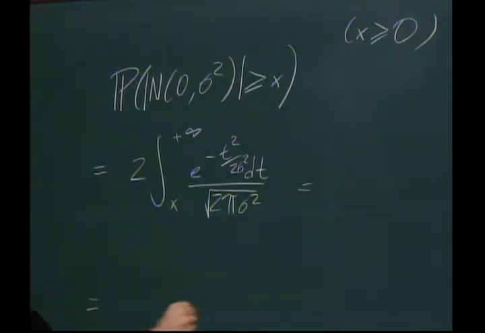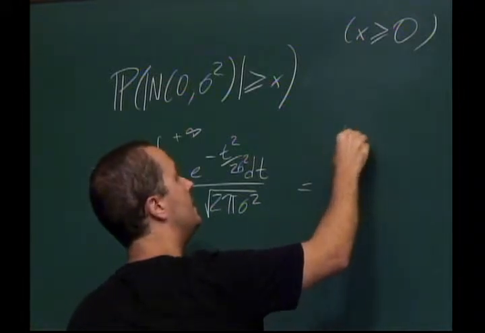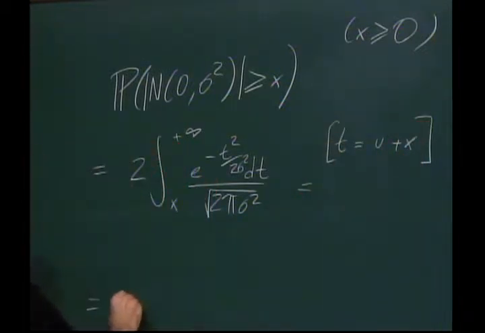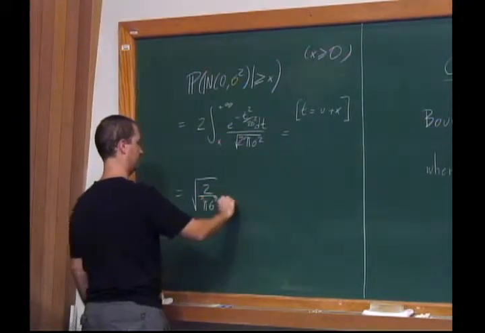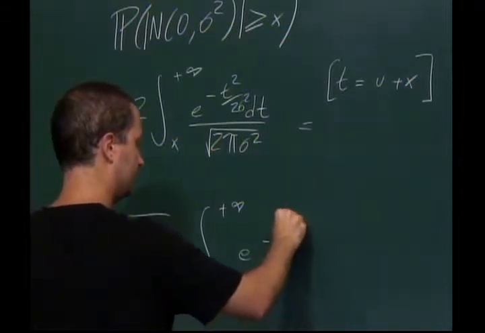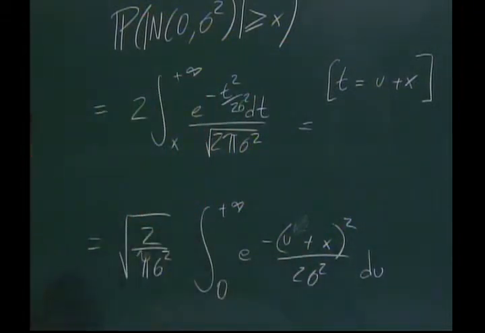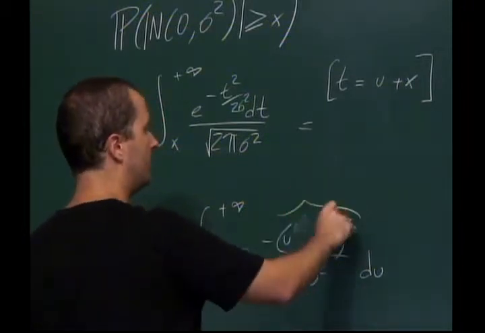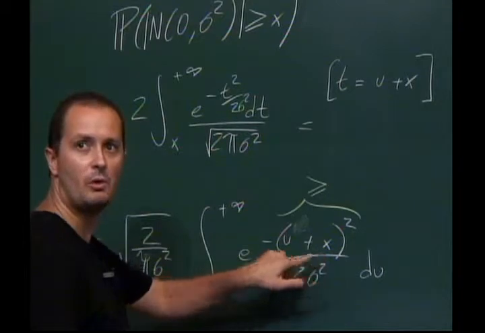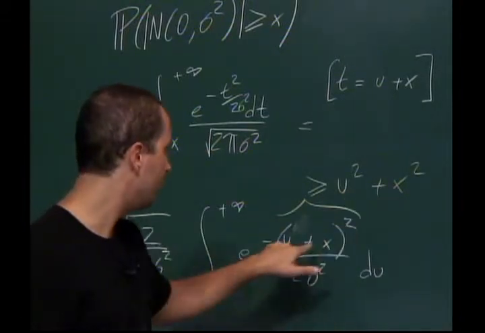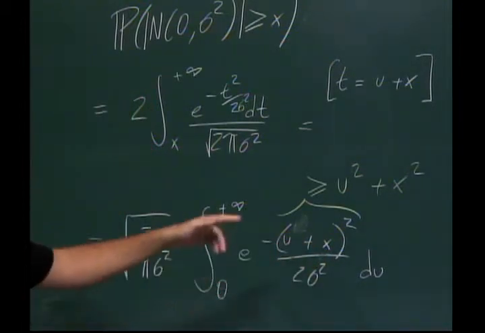Now I'm just going to do a change of variables. I'm going to replace t by u plus x. Then I have an integral, and the 2 is going to cancel the square root of 2, so you get something like this. Up to now, everything's exact. Now I'm going to use the fact that the squared quantity here, u plus x squared, is larger than u squared plus x squared, because it's u squared plus x squared plus a term that's 2 times u times x. Both u and x are non-negative, so you get this lower bound here.